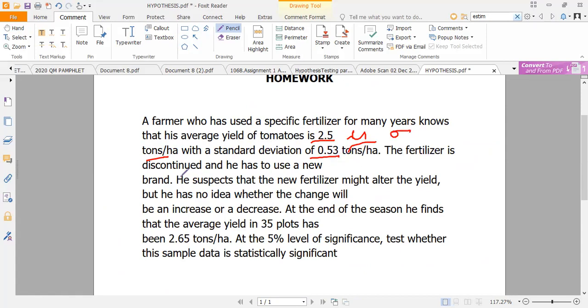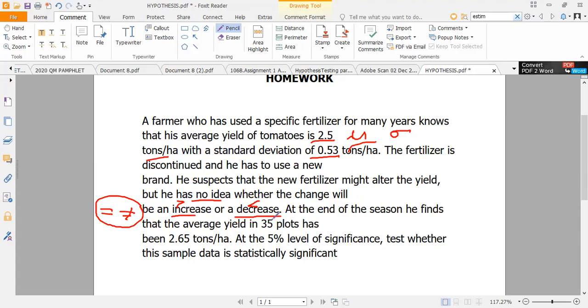The fertilizer is discontinued and he has to use a new brand. He suspects the new fertilizer might alter the yield, but has no idea if it will be an increase or a decrease. So this is a two-tailed test. You're going to use equal to or not equal to. If they say it will be an increase, you use greater. Decrease, you use less. But here it's saying he has no idea, so this is a two-tailed test.